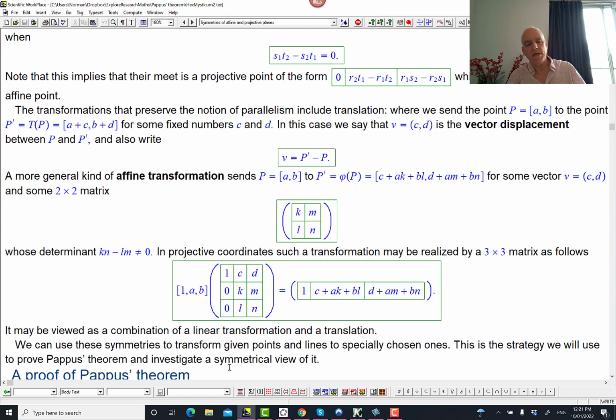Okay, so now we can use these various symmetries to transform given points and lines to specially chosen ones. Okay, so this is the strategy that we'll use to prove Pappus's theorem, and then later on to investigate a symmetrical view of it.